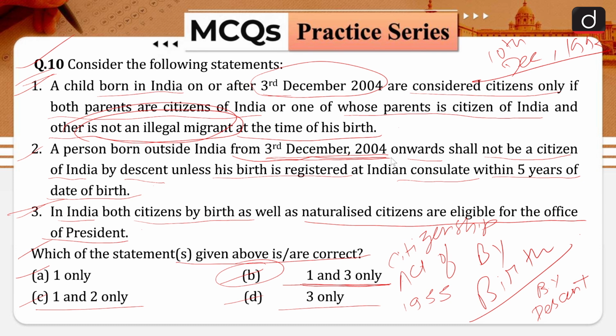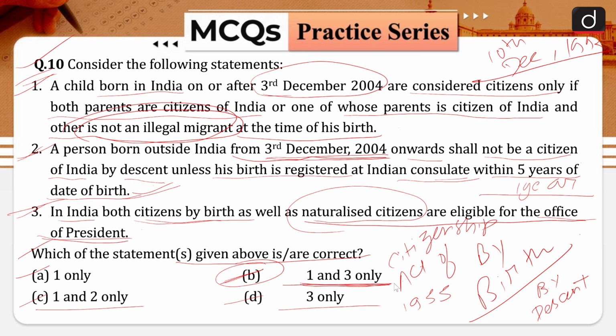a person born outside India is considered a citizen of India by descent if his birth is registered at an Indian consulate within 1 year. It is not 5 years, it is 1 year of his date of birth, and that is why your statement number 2 is incorrect. And in India, both citizens by birth as well as naturalized citizens are eligible for the office of president, and that is why your correct answer is B. Option 1 and 3 only are correct.